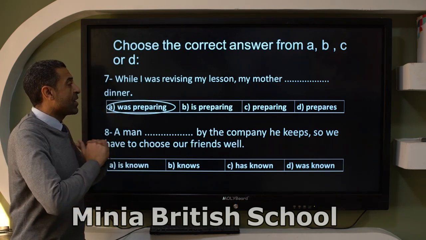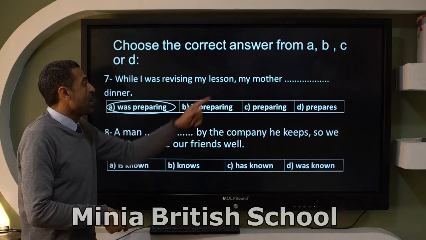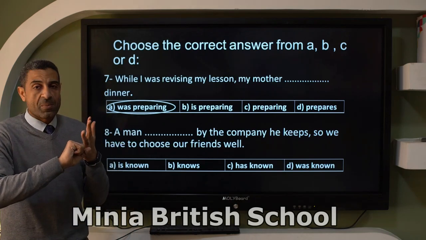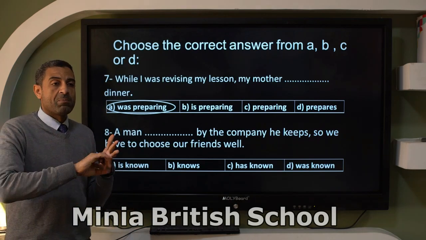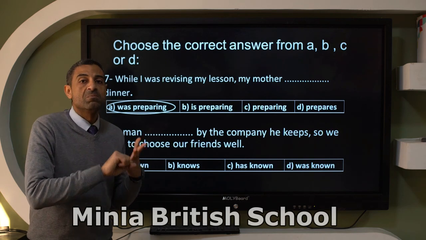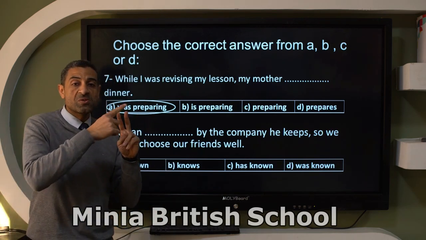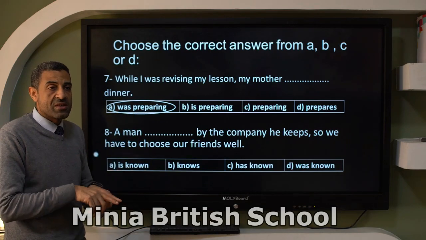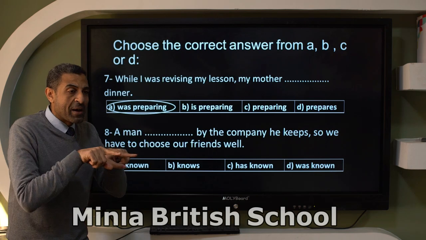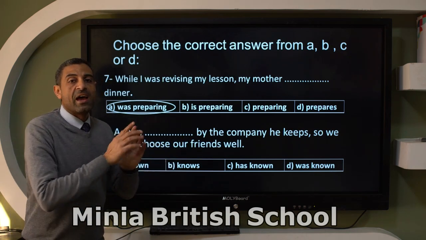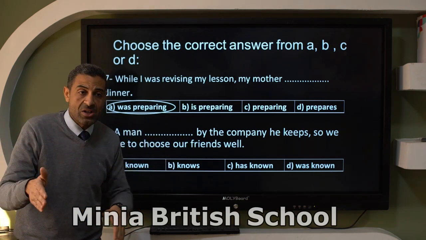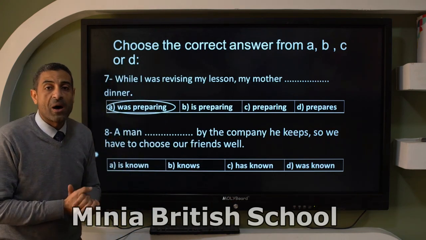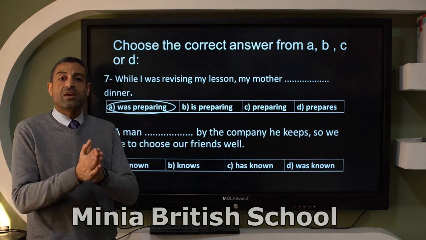when I was revising my lessons, my mother was preparing the dinner. I didn't interrupt mom, and mom did not interrupt me. So here I have to use both in past progressive, as here we can find that these actions are parallel. They were parallel at the same time. No action interrupted the other action. So we have to use the past progressive or the past continuous form of the verb.